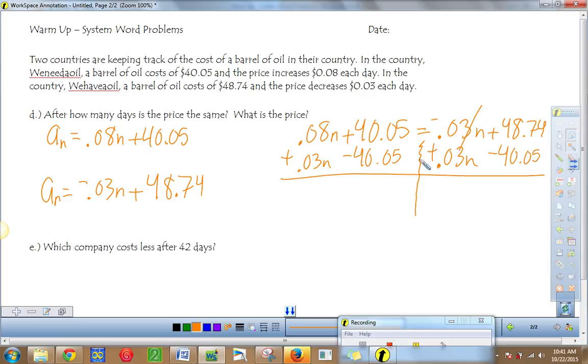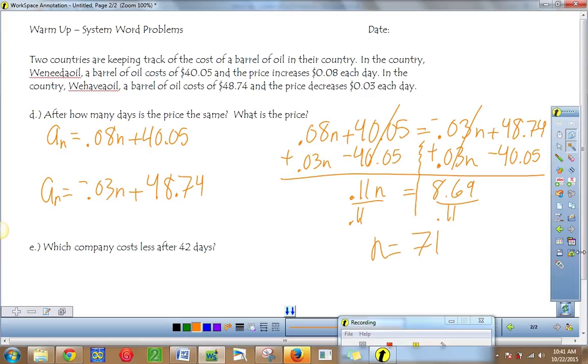Because then this knocks out and this knocks out. So I got 0.11n equals 8.69? Okay. Divide by 0.11, what do you get? Exactly. Isn't that nice?